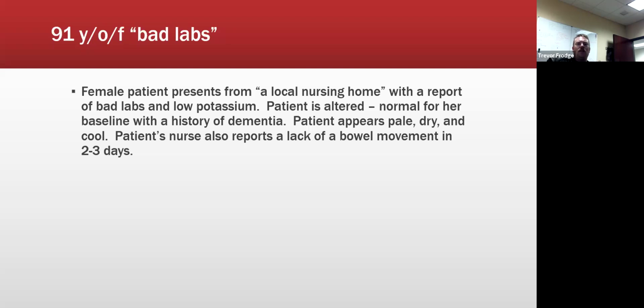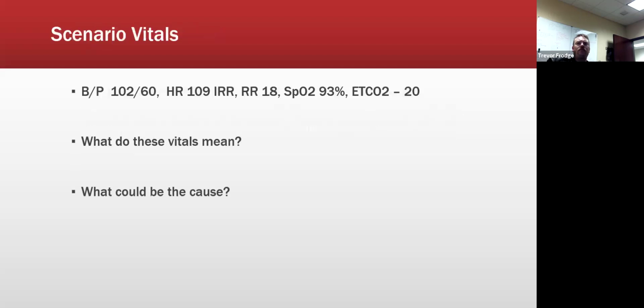It's not the annoyance that we get toned for bad labs, it's the annoyance that the local nursing homes, just how things work, sit on these bad labs for 6, 7, 8 hours. So what are we thinking of with this patient? Well, she's got a blood pressure of 102/60, heart rate of 109 irregular, respirations are good, O2 sats 93, and a CAPNO of 20. So what do those vitals mean for us?